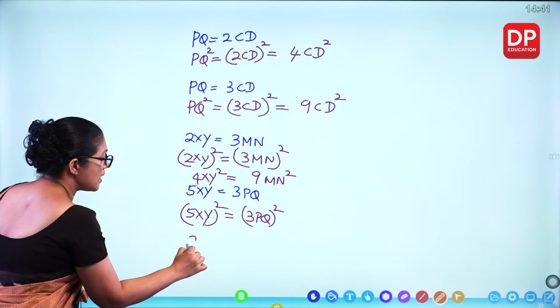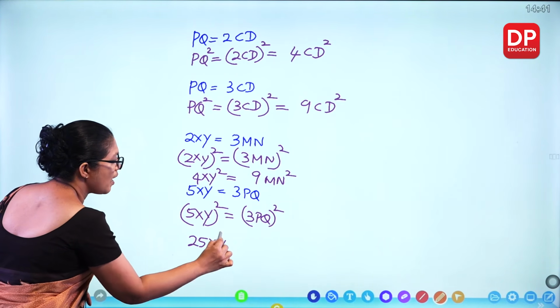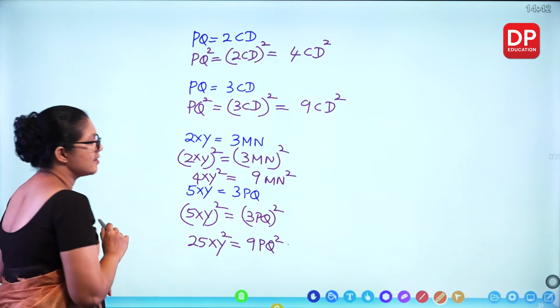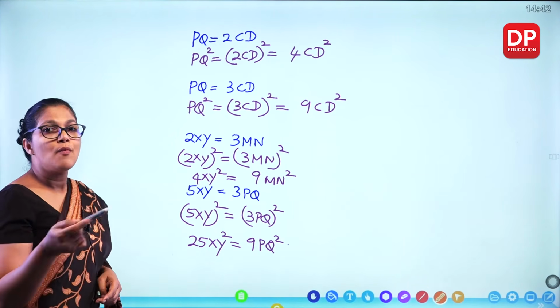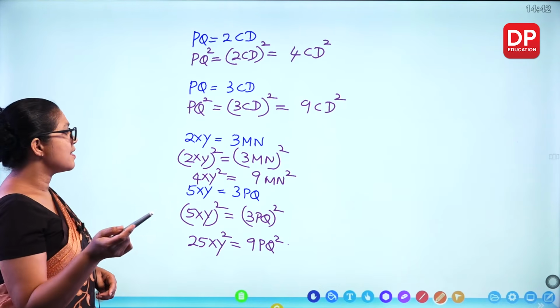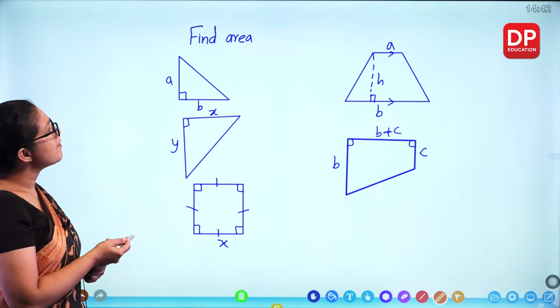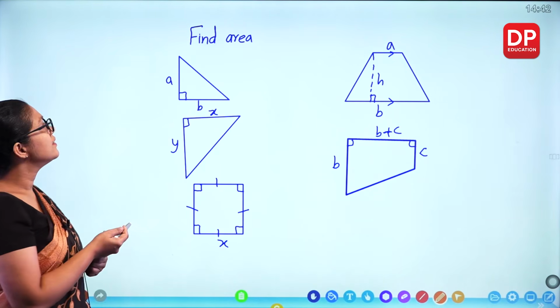You get 25xy squared and 9pq squared. So you need this one when you apply Pythagoras theorem. Now look at these diagrams and find area.